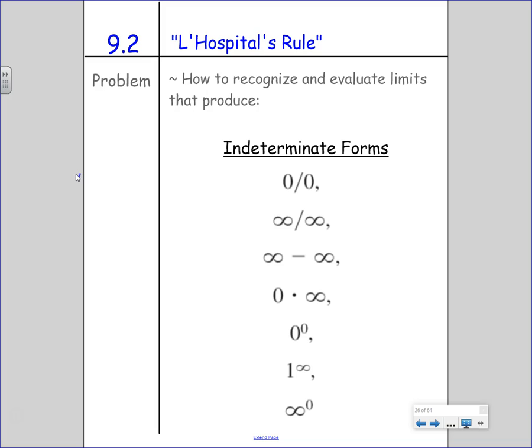Spell it La Hospital, that's how the AP is going to, but pronounce it L'Hopital, please. Frenchies will appreciate it. I try.